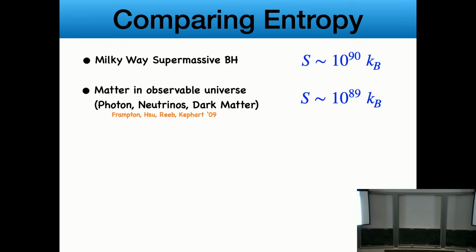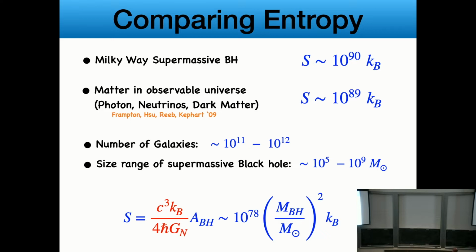So to push this even further, we observe about 10 to the 11 to 10 to the 12 galaxies in the observable universe, and these range from 10 to the 5 to 10 to the 9 solar masses. Our galaxy is about 10 to the 6 solar masses. So you could see that if I just ask, at first order, where are the degrees of freedom of the physical universe? They are behind horizons. The rest of it outside is several orders of magnitude less.